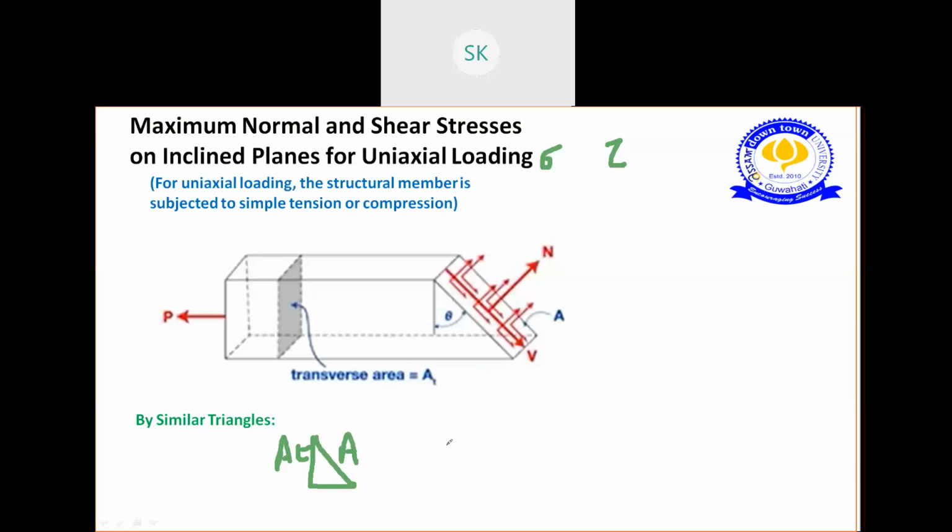So again, I'm taking a similar triangle, similar to this one. I'm assuming the hypotenuse is 1. This is the angle theta. So this will be cos theta, and this will be sin theta.